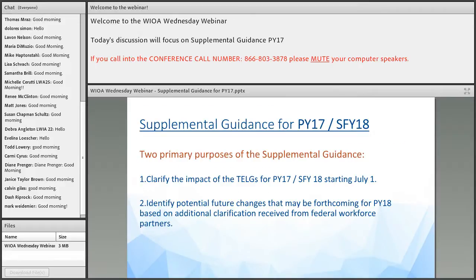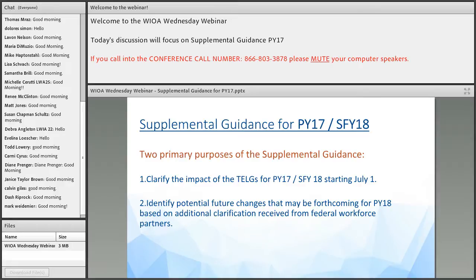So in the meantime, the Interagency Work Group issued this supplemental guidance for program year 2017, which starts July 1. So that's the same as state fiscal year 2018, also starts July 1. So this supplemental guidance, the primary purpose, number 1, is to clarify the impact of the TEGLs for this coming program year only. So this supplemental guidance only applies to the program year and state fiscal year that starts July 1, 2017. The second purpose is to flag some items in the Governor's Guidelines that could potentially change in the program year 2018 that starts July 1, 2018.